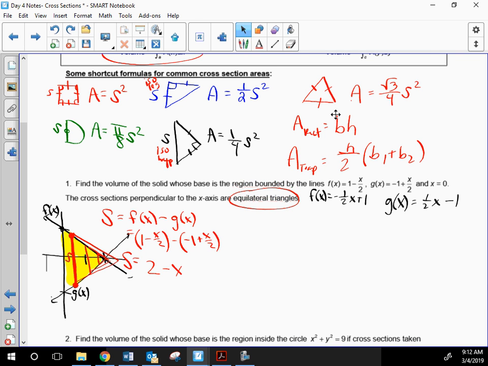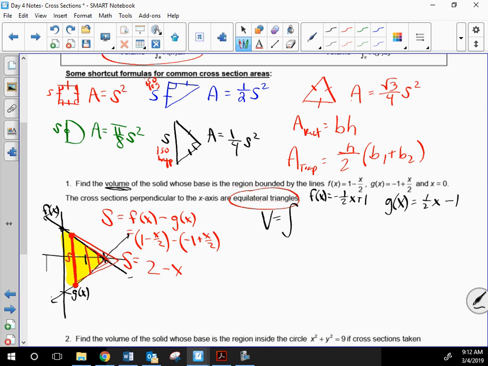So again, all we're doing is finding the volume. Our volume formula is integrating our area of the cross-section. For equilateral triangles, our area of the cross-section was root 3 over 4 side squared. And it says perpendicular to the x-axis, so we're going with respect to x. Now all I do is throw in my area formula with this particular side in it. Integrate. Remember to pull my root 3 over 4 out.